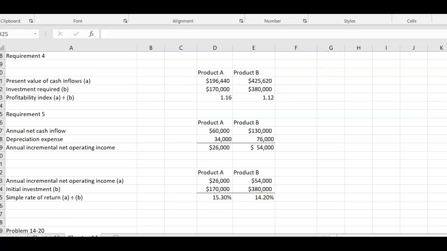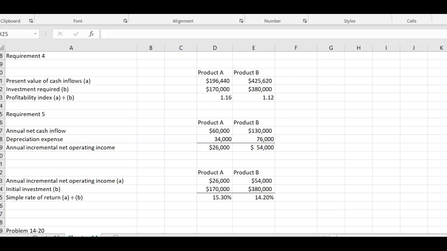The last question asks us to determine which product would be more appealing for the company. If you look at the net present value of product A, the net present value in requirement 2 for product A is lower than product B. So it would appear, based on net present value, that the product that would be preferable for this company would be product B.